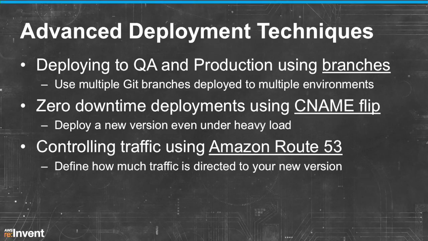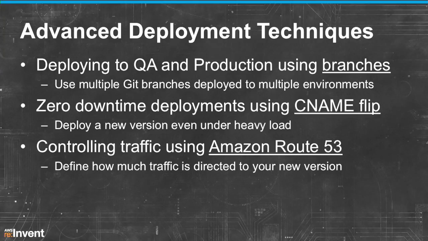We'll talk about how to use Git branches to be able to deploy an application, maybe a production environment and a QA environment using the same repo, and how you would manage and control that. We'll then talk about how to do zero downtime deployments using CNAME flips, and that works even if the environment's under heavy load.